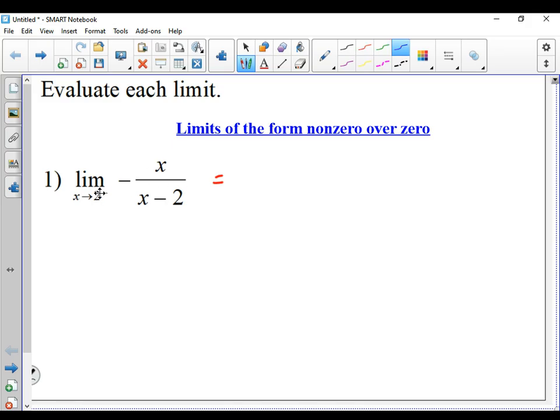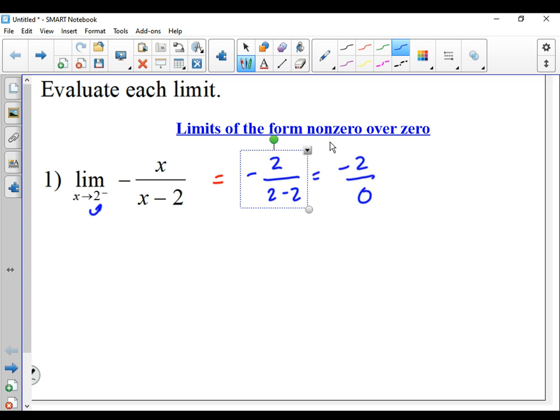So first thing you want to do is plug in 2 for x. Since x is approaching 2, plug 2 in for x and see what's happening. So we get negative 2 over 2 minus 2, so this is negative 2 over 0. This is a situation where we have a non-zero, which is negative 2, divided by 0. This kind of limit requires different strategies.